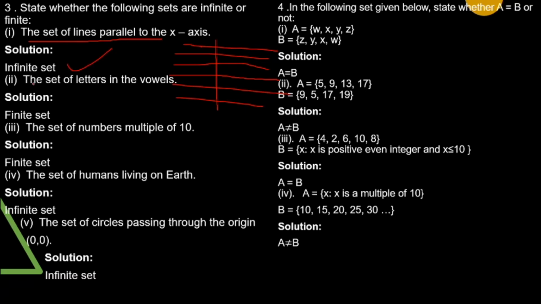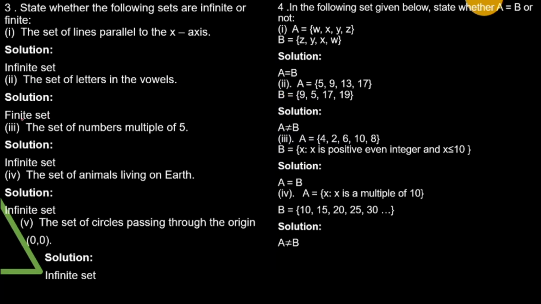Set of letters in vowels. How many letters are there? We have only 5 letters, right? So, finite. Third sub question. Set of numbers, multiples of 5. So, it's infinite. From where it starts? 5, 10, 15. No stop for this. We have no restriction. Okay. So, again, this is an infinite set.